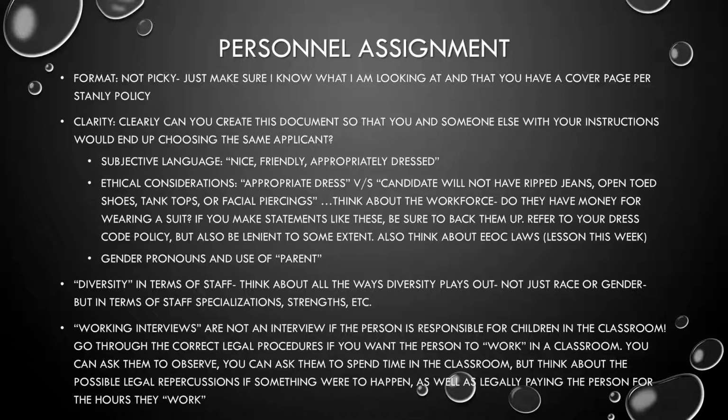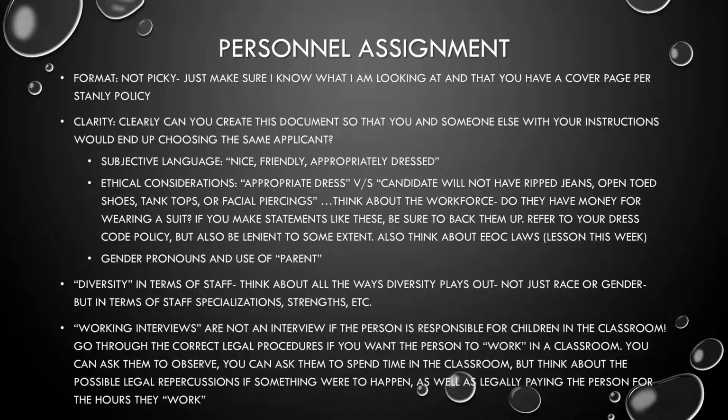In addition, the use of the word parent, especially when you get into policies, when you start thinking about be sure to talk to parents every day, not everyone is a parent. Make sure that you are considering all possible family structures. Things are different today than they have been in the past, and I know depending on where you are, you may not experience that so much, but just be sure that your language is inclusive.